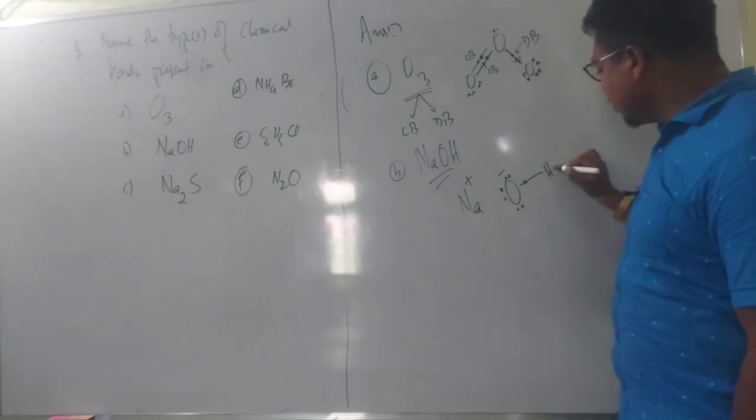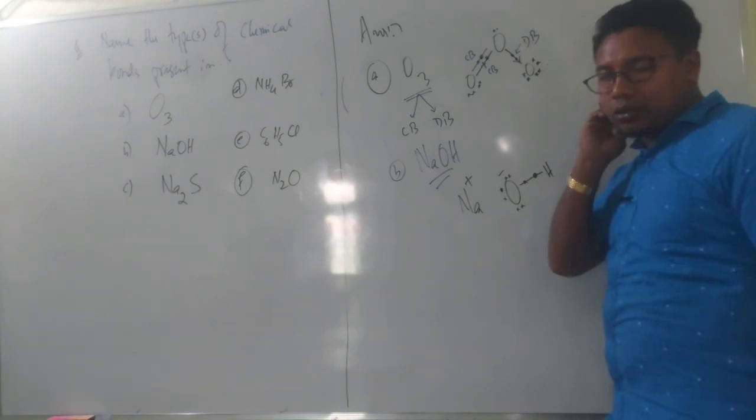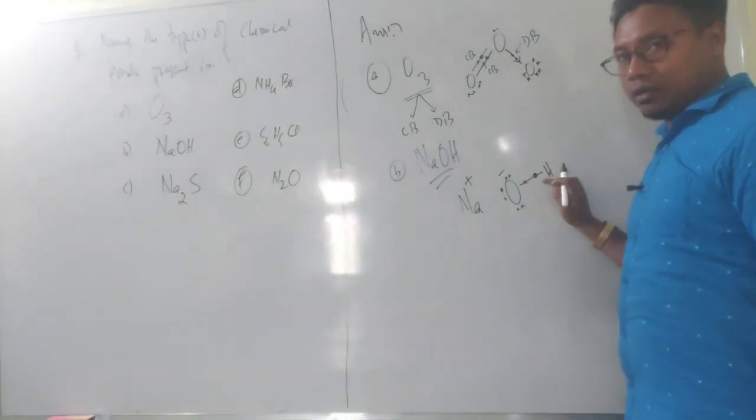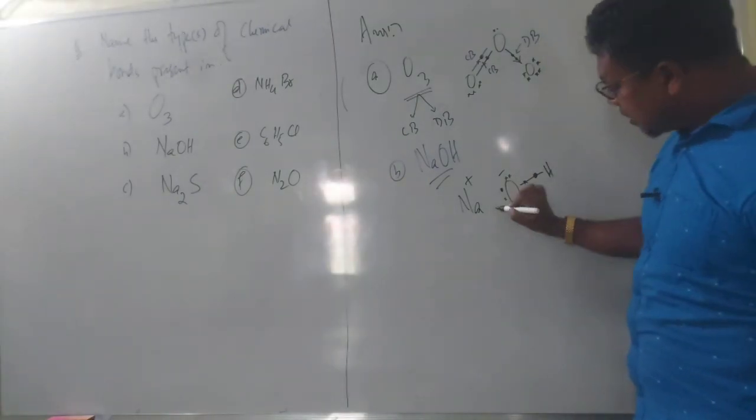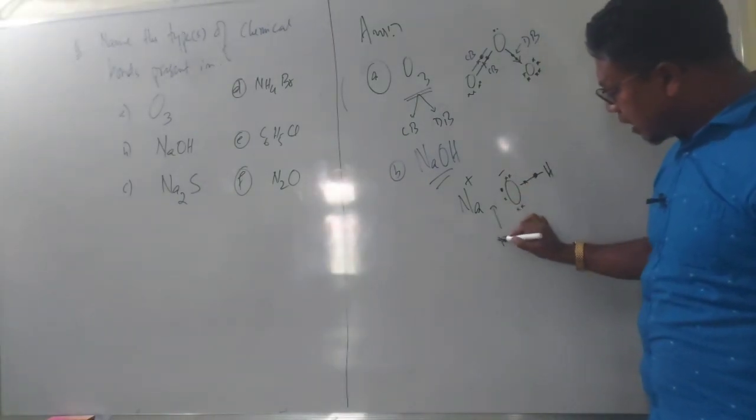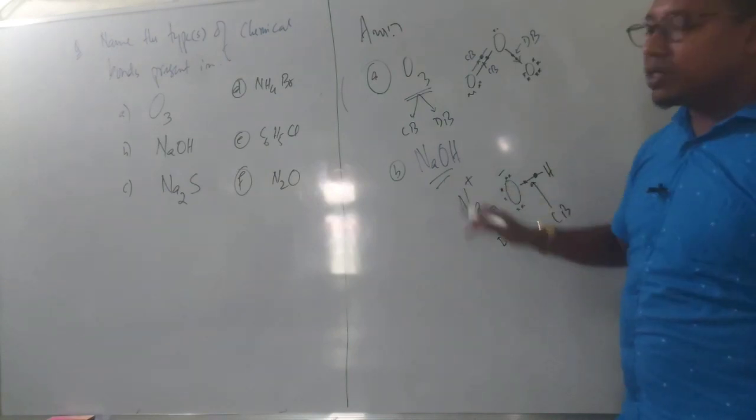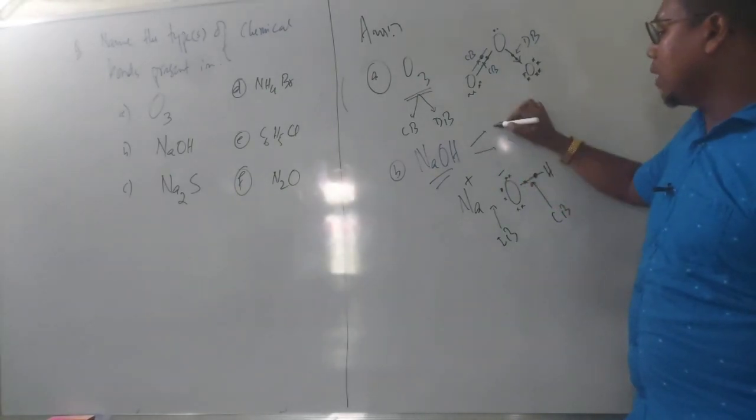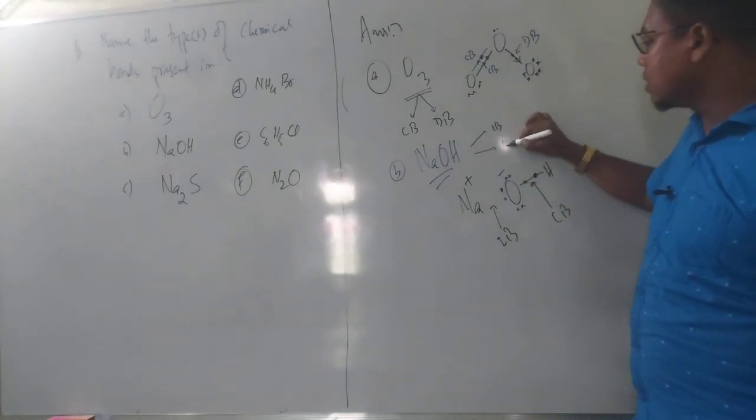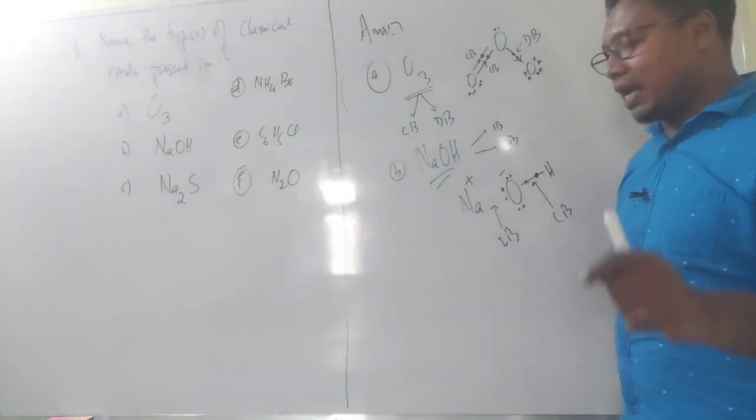And this will be hydrogen, and its valence electron is 1. Hydrogen has only 1 unpaired electron. So this is an ionic bond and this is a covalent bond. So sodium hydroxide contains 2 types of bonds, one is ionic bond, another one is covalent bond.